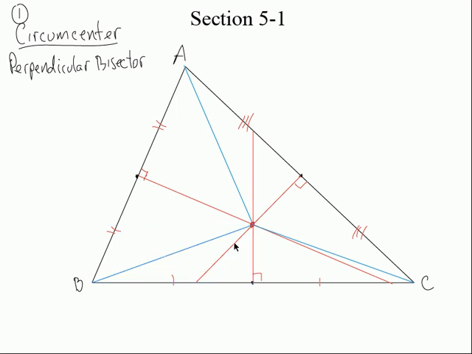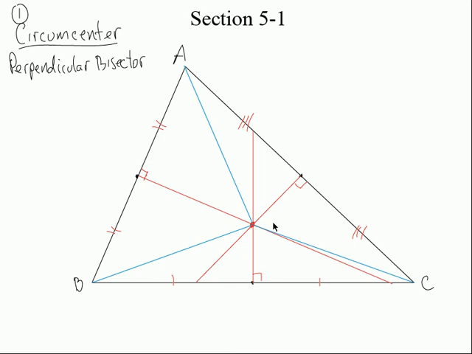All three of those blue lines would be equal to each other, all right? Which means the circumcenter is equidistant from the three vertices of the triangle. You follow me? So that's the same distance to here as it is to here as it is to here. That would work with any triangle, not just this particular triangle. It's kind of interesting.